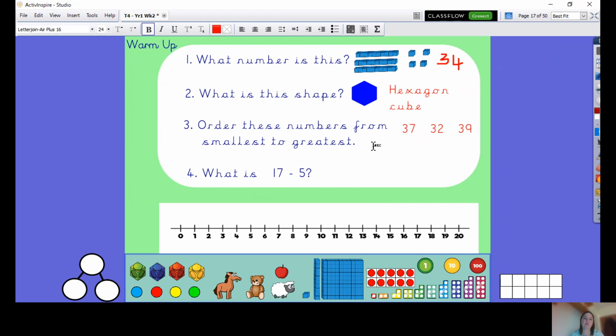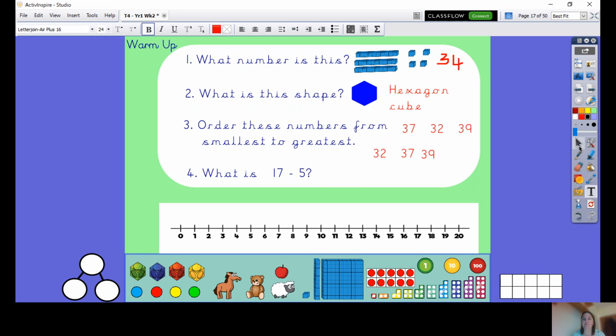So then order these numbers from the smallest to the greatest. If you look at them, they're all two-digit numbers, and they all start with 3. So then you have to look at the 1s. So we've got 7 1s, 2 1s, 9 1s. So the smallest then is 2, so it's got to be 32. Then looking at 7 and 9, 37, and then 39 is the biggest.